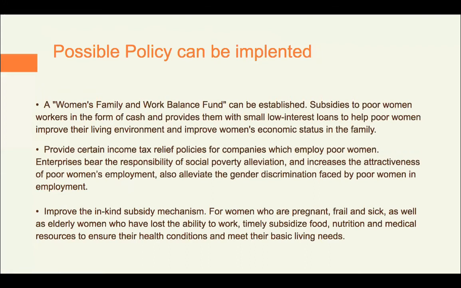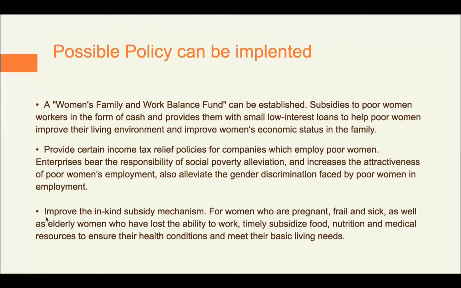Next is to provide certain income tax relief policies for companies which employ poor women, because enterprises bear the responsibility of social poverty elimination, and this increases the attractiveness of poor women's employment. Also, eliminate the gender discrimination faced by poor women in employment.